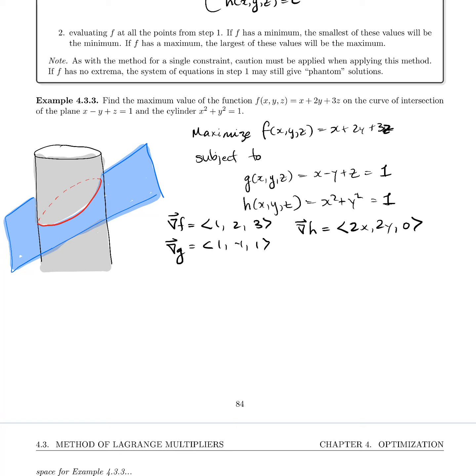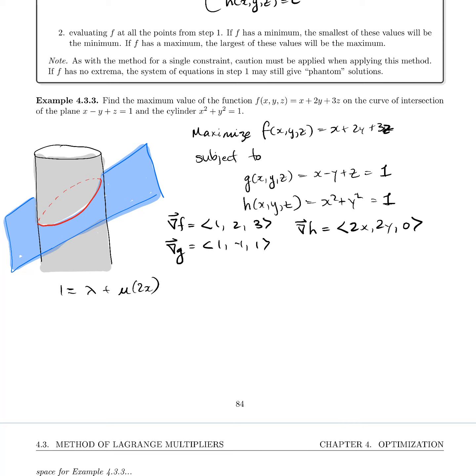So to set up the system of equations for Lagrange, we need to take the first component of f, make it lambda times the first component of g, and mu times the first component of h. In other words, we get the equation 1 is equal to 1 times lambda plus mu times 2x.